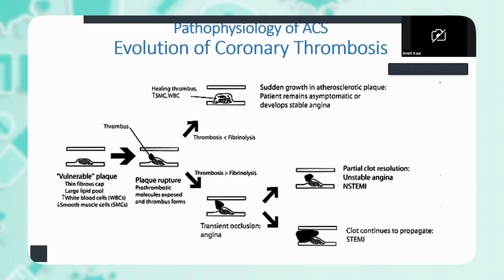This we have discussed. This is briefly the pathophysiology of ACS, and in the next slide, I would tell you why it is important to know about this. It all starts from a plaque, which is a vulnerable plaque. Why it is vulnerable is because the cap of it is quite thin and it has a big lipid pool in it. Now, this plaque can rupture, and then the prothrombotic molecules are exposed, and then a thrombus forms because it's prothrombotic. If it transiently occludes your artery, it would cause angina. If it completely occludes your artery, it will cause a STEMI. And if it's just a partial clot, it would cause an unstable angina or an NSTEMI.